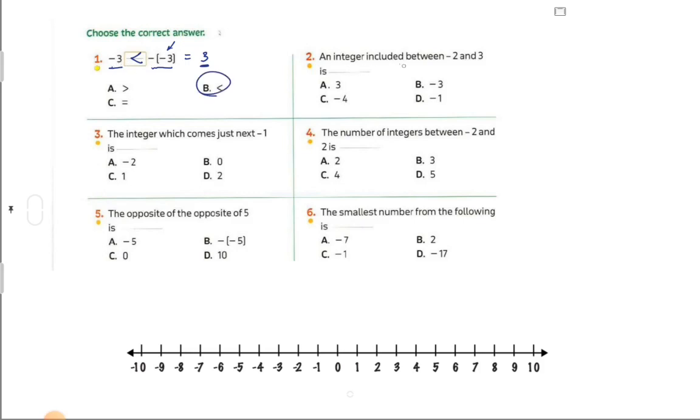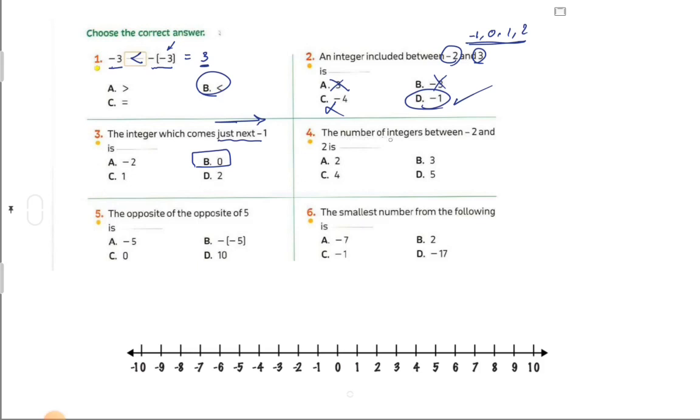An integer included between negative 2 and 3. After negative 2, I have negative 1, maybe 0 or 1 or 2, right? Or this integer in between these two integers. 3, no. Negative 3, no. Negative 1, right. Negative 4, false. So it's negative 1. The integer which comes just next to the right of it. Right of negative 1, just 0.